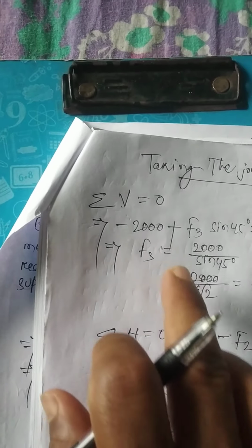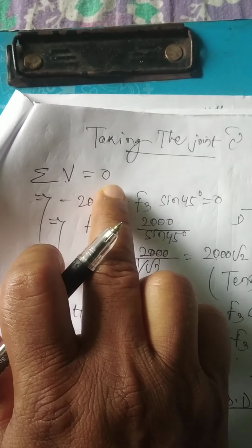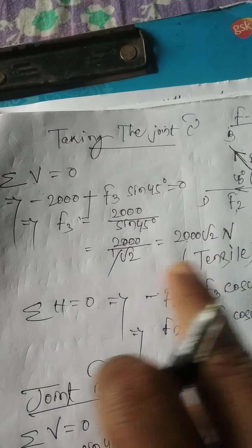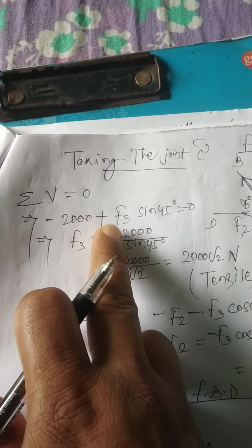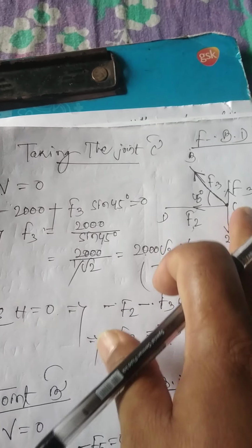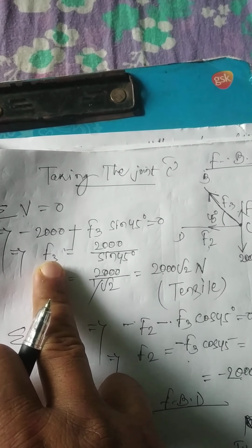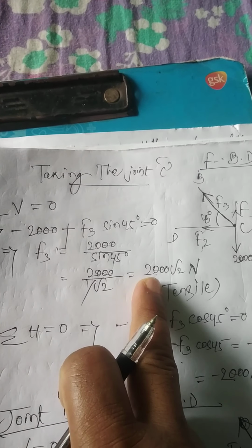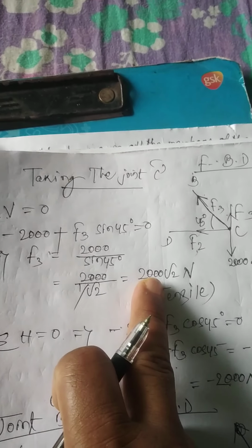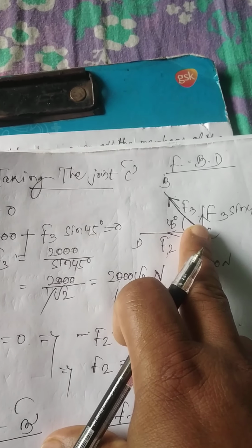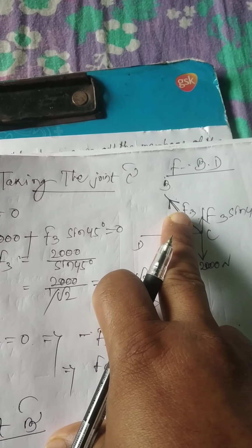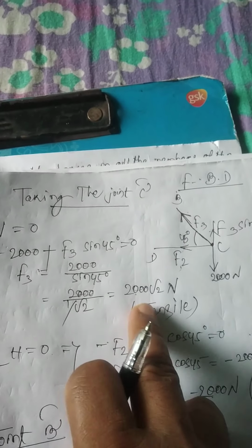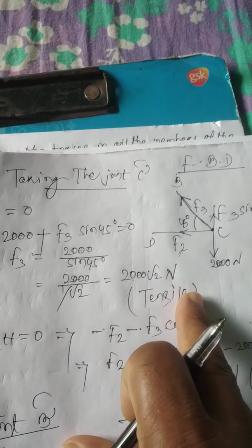Now come to the equilibrium condition. Sum of all vertical forces is equal to 0. So minus 2000 Newton, which is moving downward, plus F3 sin 45 moving upward, is equal to 0. So we need to calculate F3. What is the value of F3? That is 2000 root 2 Newton. As it is positive, our sign convention for the force F3 is correct. So that is tensile, and you need to write tensile.